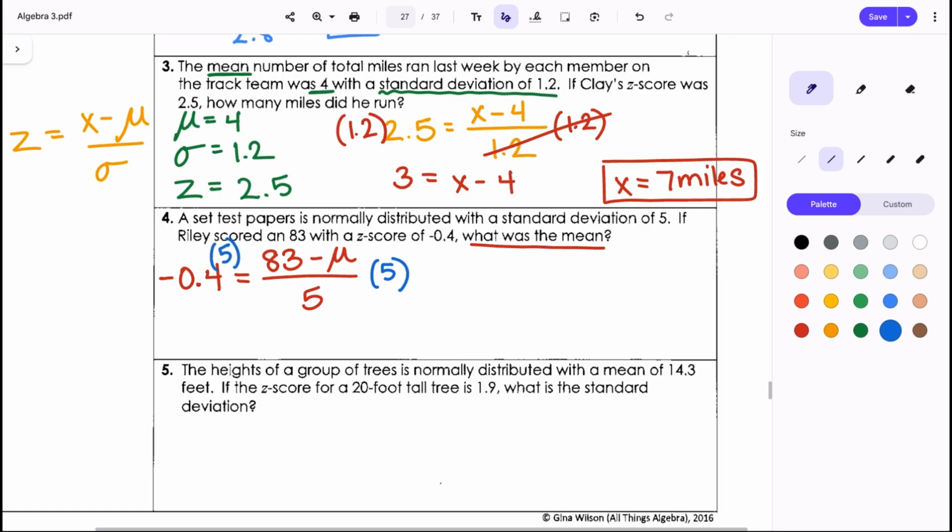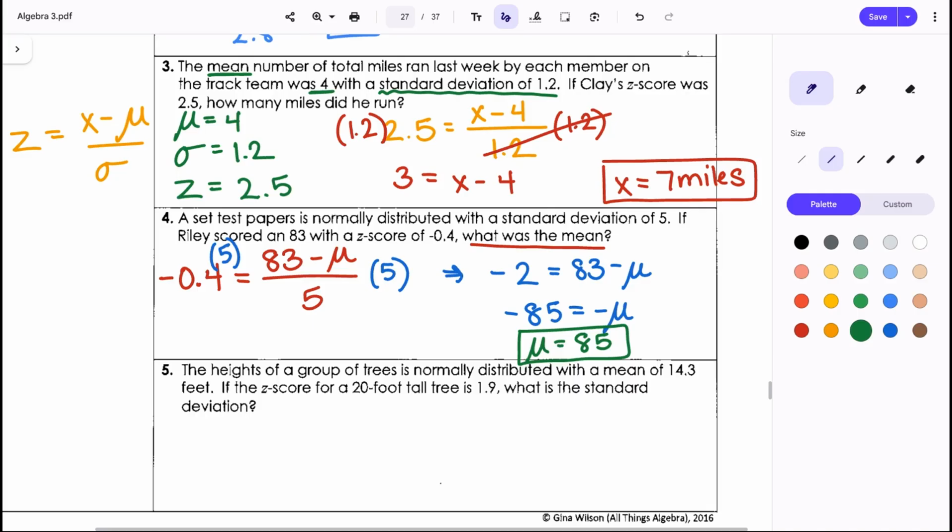Okay, so take negative 0.4 times 5. That's negative 2. And now I have 83 minus the mean. Now what should I do? Subtract 83. So negative 2 minus 83 is going to be negative 85. But then that still has that negative mean. So what happens here? Yeah, essentially we're dividing by negative 1. So my mean is 85.